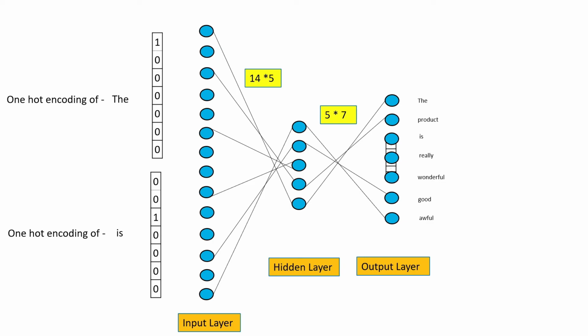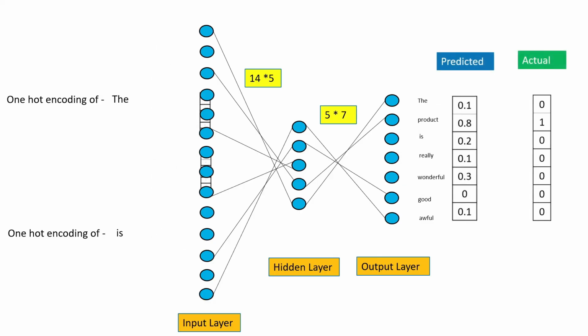And in the hidden layer, we have 5 neurons. It is not necessarily 5, it could be any number. But I want the word embedding dimension to be 1 cross 5. That is why I kept 5 here. And in the output layer, we have 7 neurons. Why? Because there are totally 7 unique words in the corpus. That is why we have 7 neurons in the output layer. That's it. If we feed this input vector to the model, we will get the predicted value. Then we have to compare the predicted value with the actual value in order to get the loss.